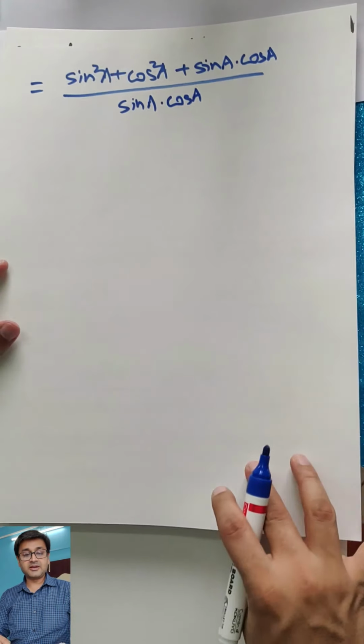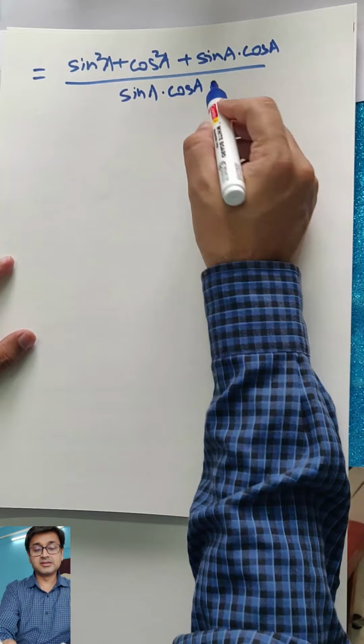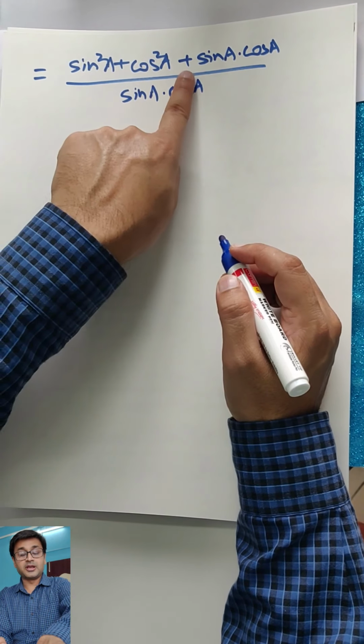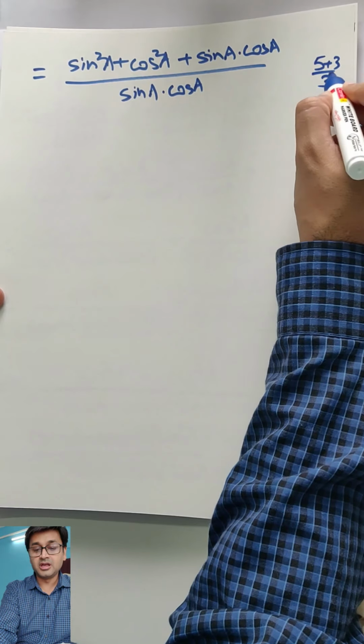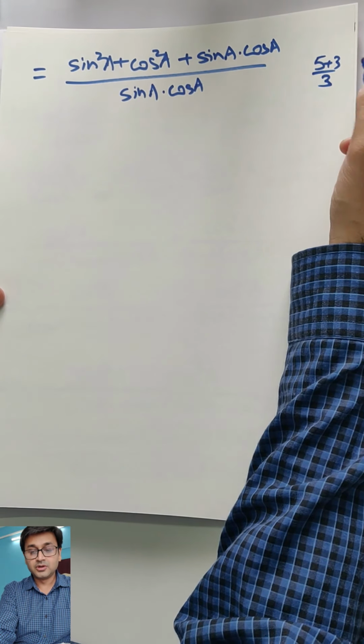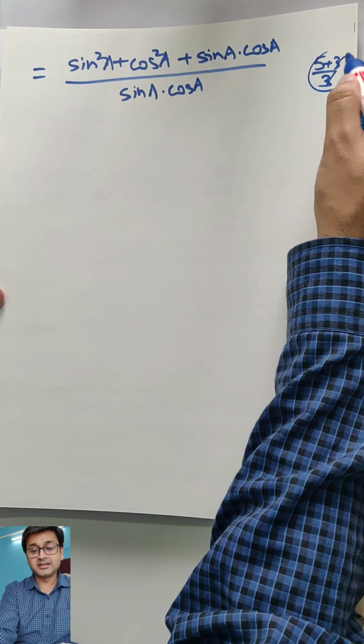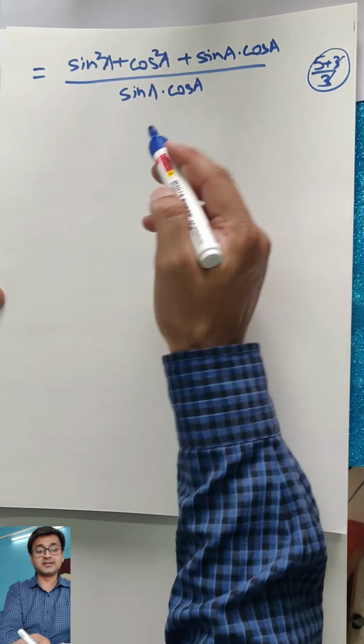I have seen in the exam few children directly cancel this. Not possible. Since there is a plus, you can't cancel. See, basic maths. If you have (5 plus 3) upon 3, you can't cancel this 3, can you? You will say 8 upon 3. If you are cancelling this, this is wrong maths. You can't cancel this, okay?